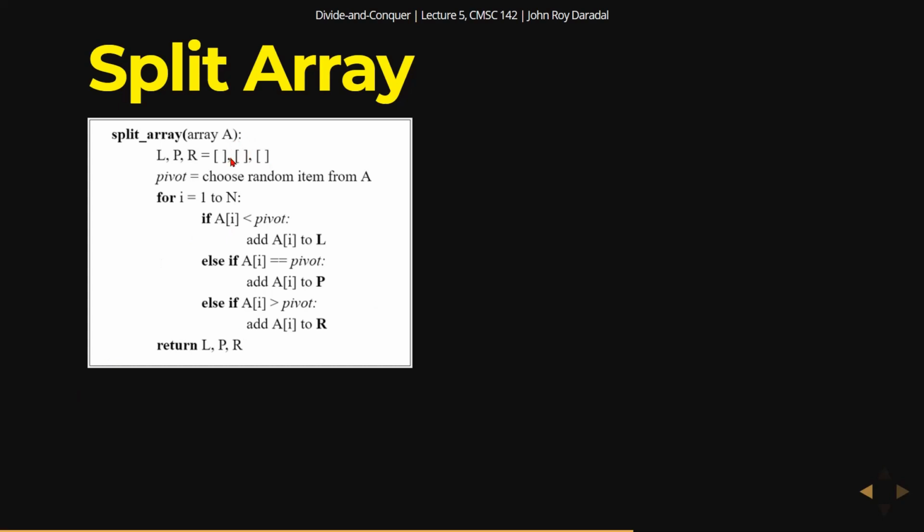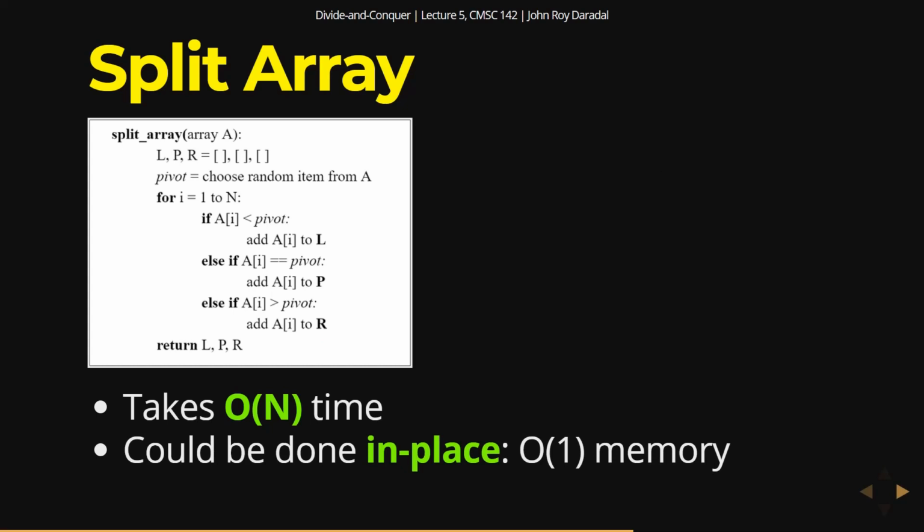Okay, so putting all of that together into a pseudocode, it will look like this. So split array, you have the pivot, random item from A, and then if A sub i is less than the pivot, you add it to the left. If A sub i is equal to the pivot, add it to P. If greater than the pivot, add it to R. Okay, this takes O of n time, and it could be done in place.